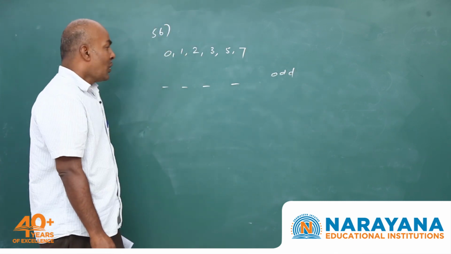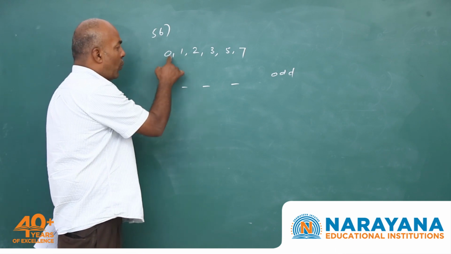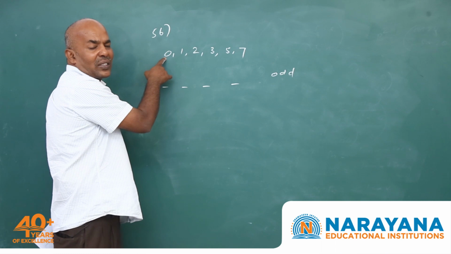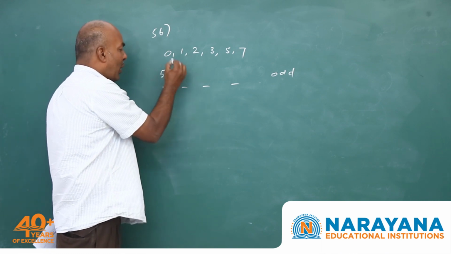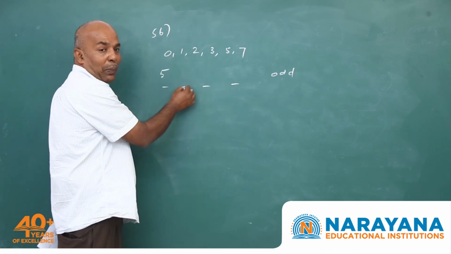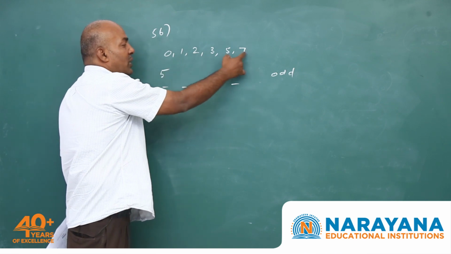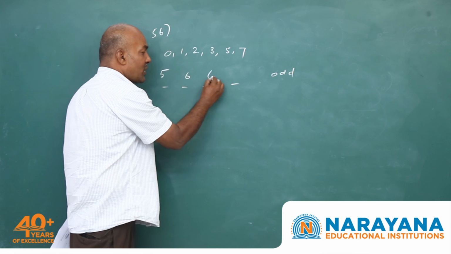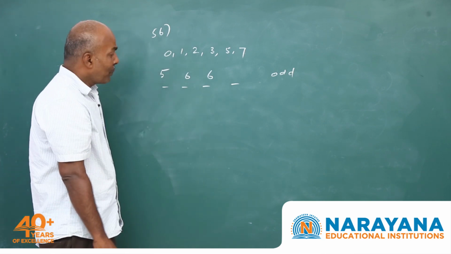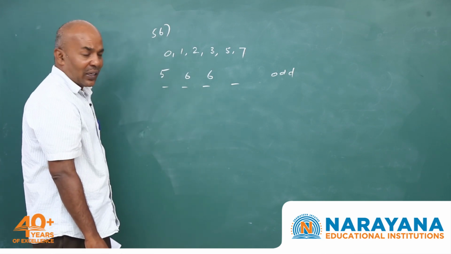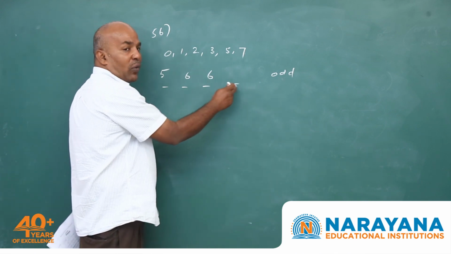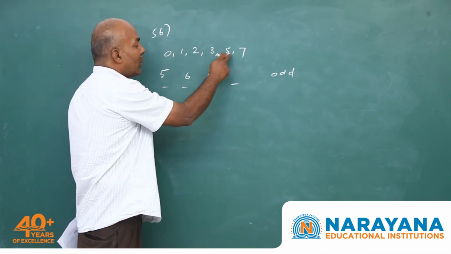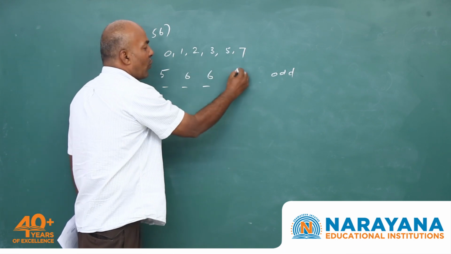The first digit can be filled by any of the 6 digits, but among those 6, 0 is not allowed, so 5 ways we can do. The second digit can be filled in 6 ways, as there is no restriction on the second digit, and there is no restriction on the third digit also, so 6 ways. And the fourth digit must be odd, so 4 ways.